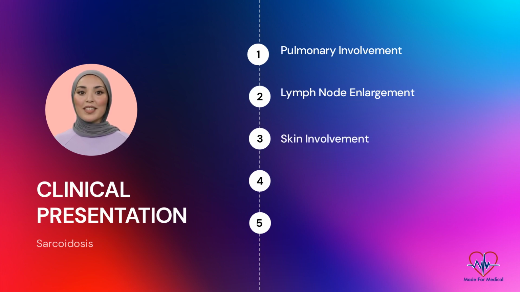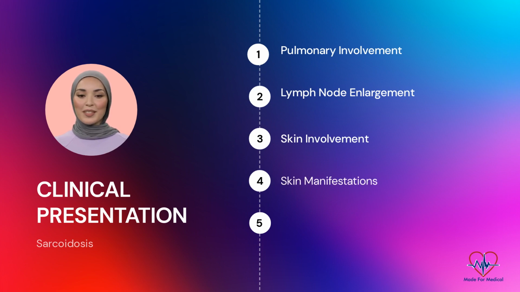Skin involvement. Skin manifestations occur in about 1/3 of individuals with sarcoidosis. These can present as raised, reddish-purple bumps or patches on the skin, typically on the face, arms, legs, or buttocks. Other skin symptoms may include rashes, nodules, ulcers, or discoloration. Ocular symptoms.